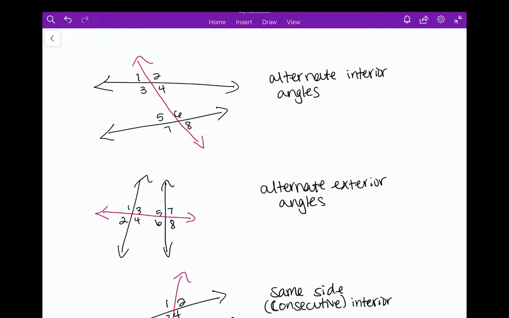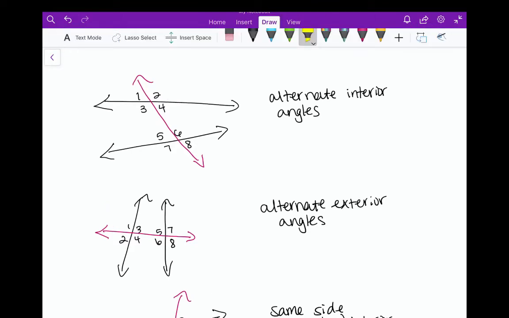In our next example, we're going to look at alternate interior angles. Alternate refers to the transversal. Interior means between the two lines that the transversal is intersecting. So alternate interior would be 3 and 6 and also 4 and 5. Both of those pairs of angles are alternate interior angles.